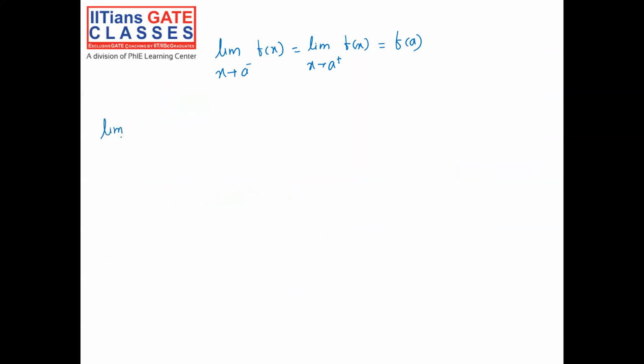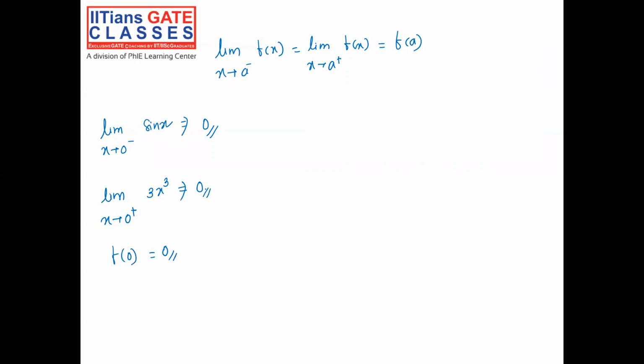What is limit x tends to a from the negative side? Our function is sine of x, and the value of a is 0 here. So if you put x is equal to 0, you'll end up with a 0 value. Similarly, if limit x tends to 0 from the positive side, the function is 3x cube, and now if you put x is equal to 0, you'll end up with a 0 value. And we also know f of 0 is 0.